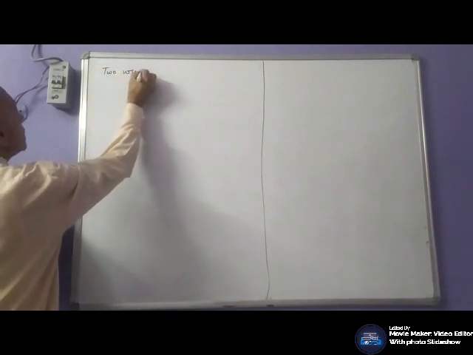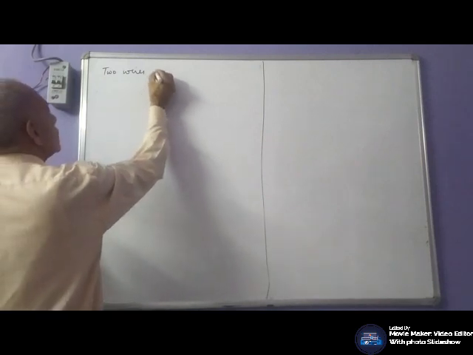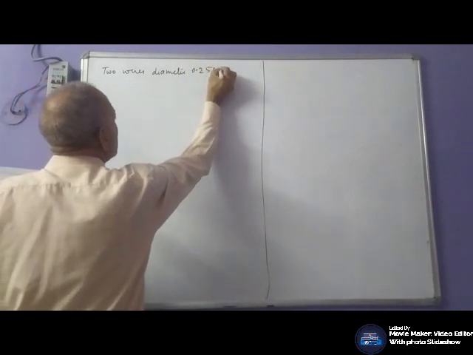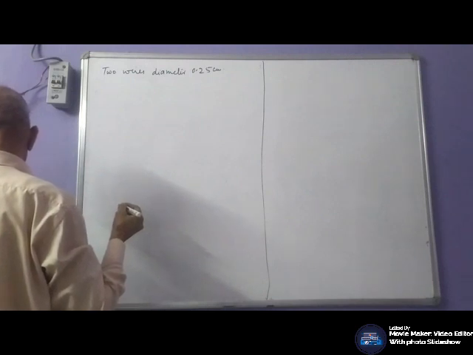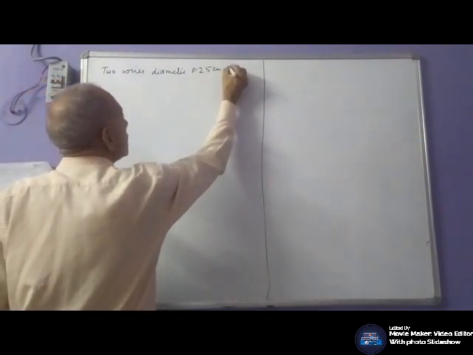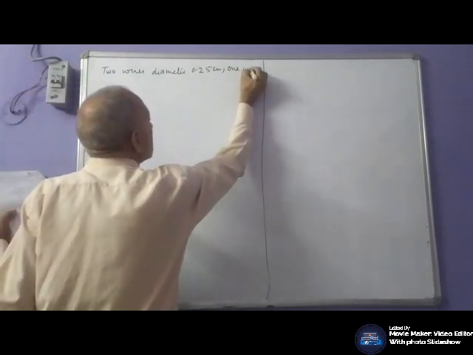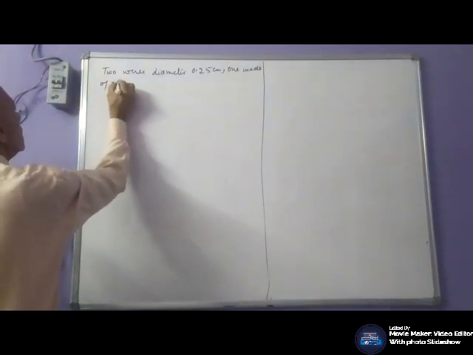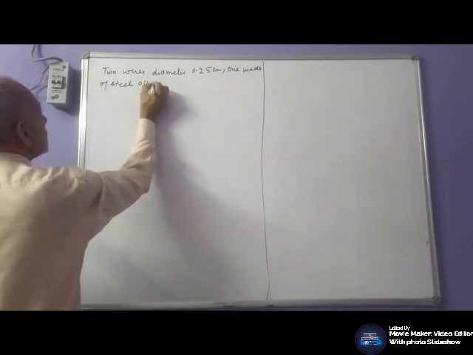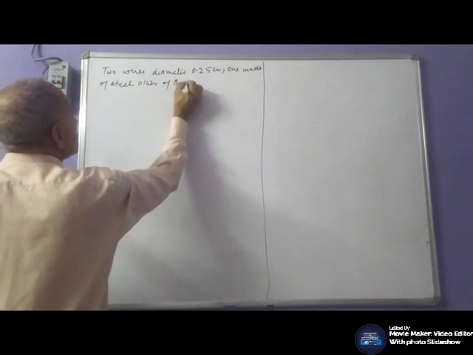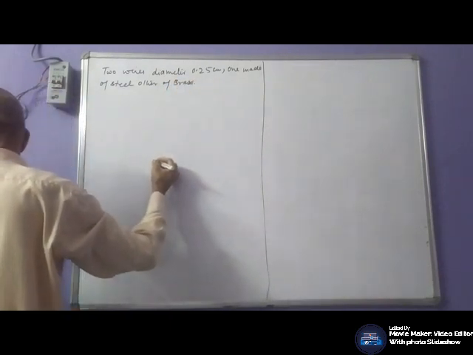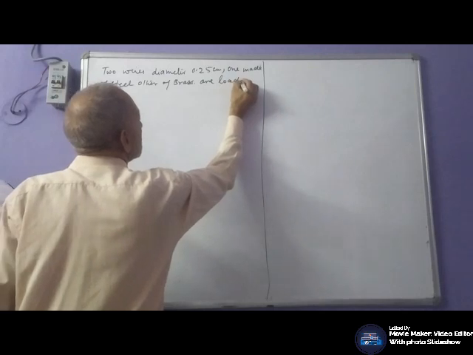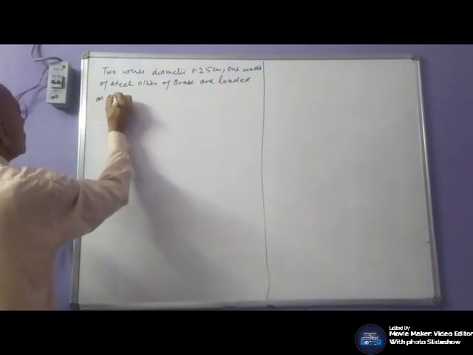Two wires of diameter 2.5 centimeter, one made of steel, other of brass, are loaded as shown.